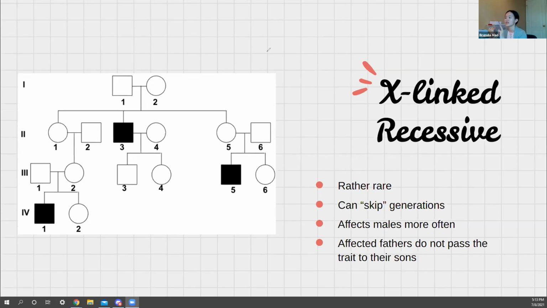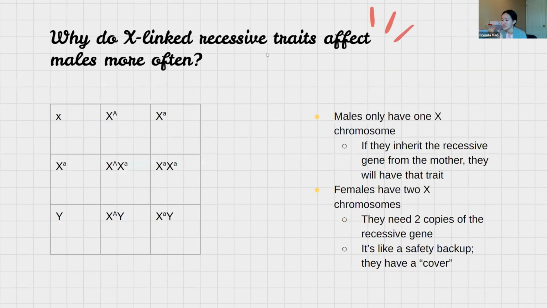So why do X-linked recessive traits affect males more often? It is because males only have one X chromosome. So if they inherit the recessive gene from the mother, they will have that trait. It's kind of like dominant traits: as long as you have one dominant allele, you'll express the dominant trait. It is similar to that, except in this case, you only have one X chromosome.